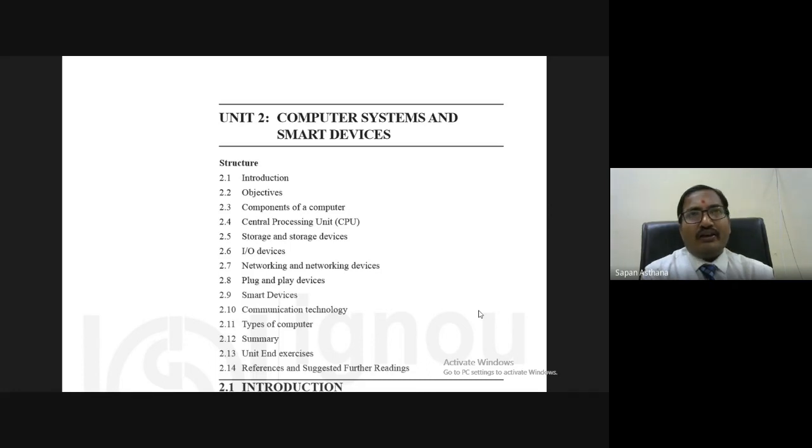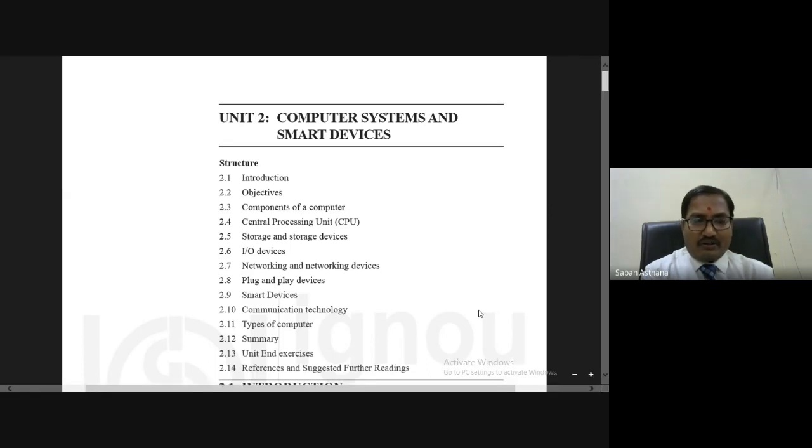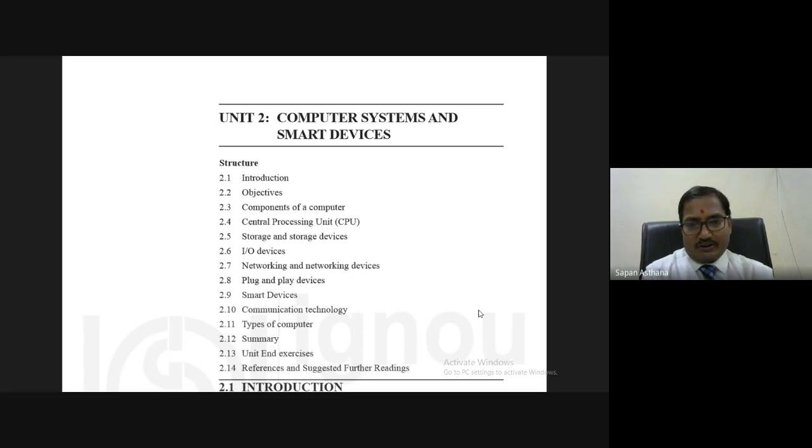If I ask my learners who are attending, how will an information system work, who will reply? If I ask you how the information system will work, what will you reply? Anyone? No issue.